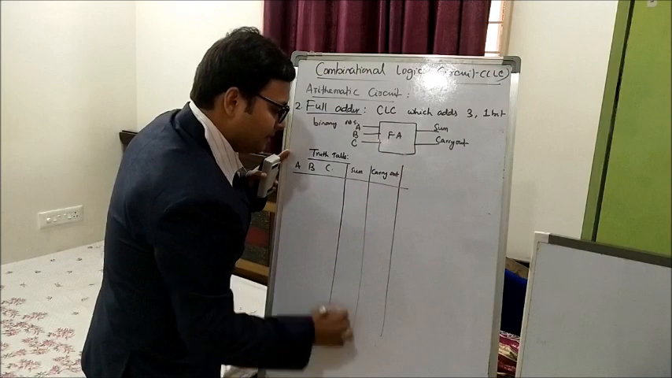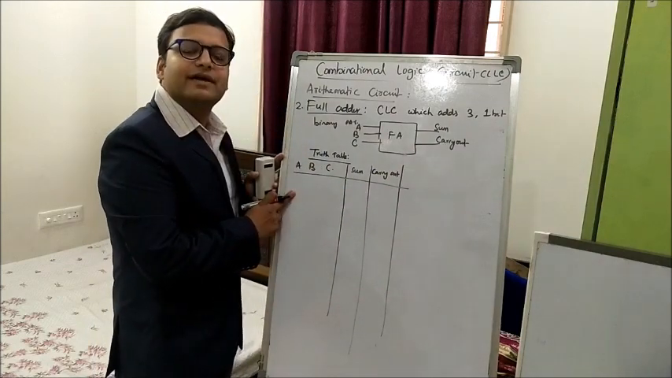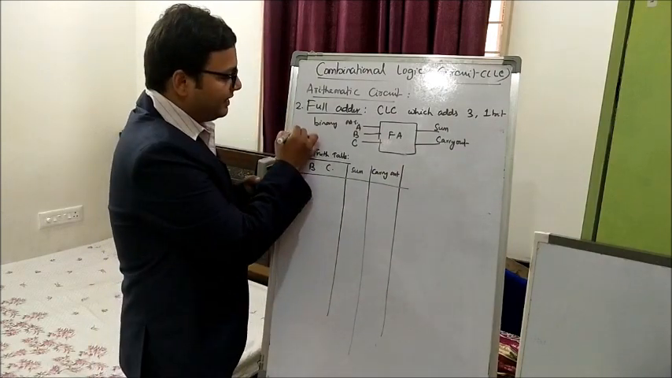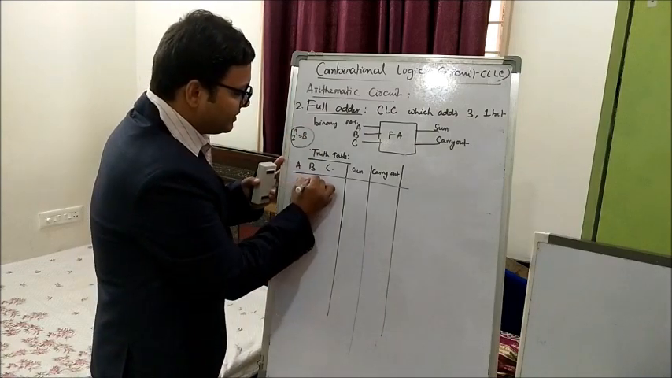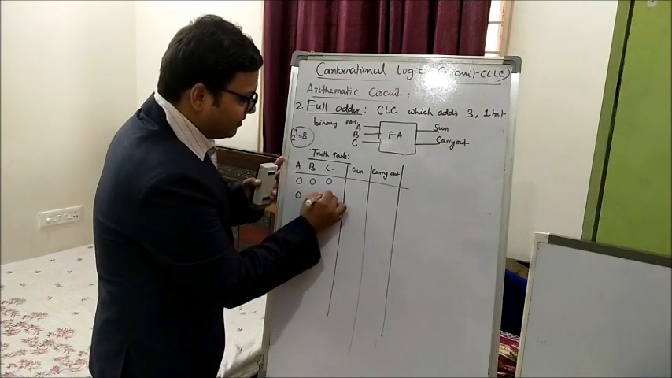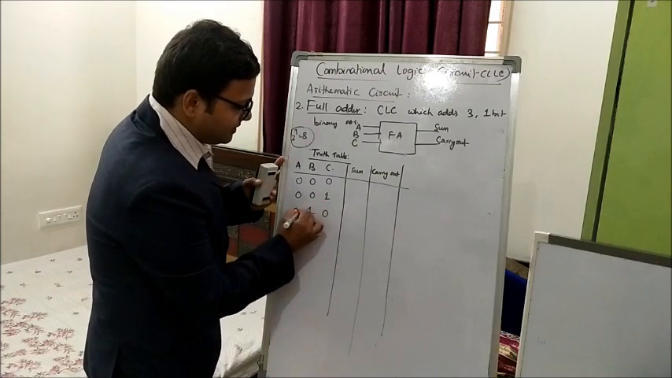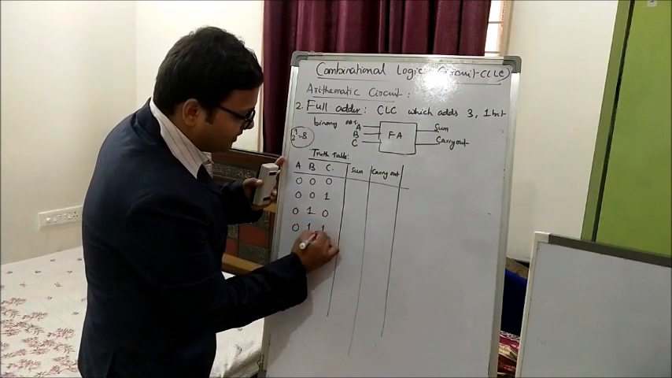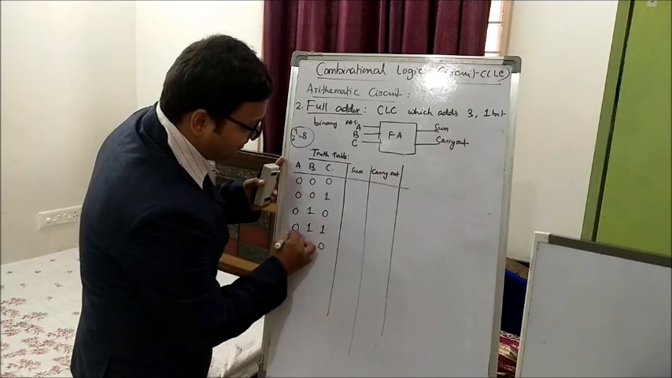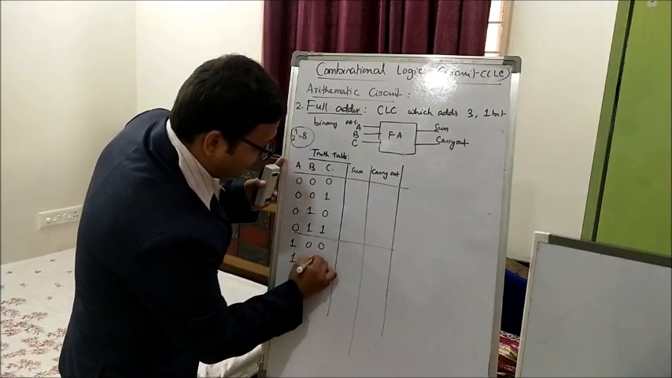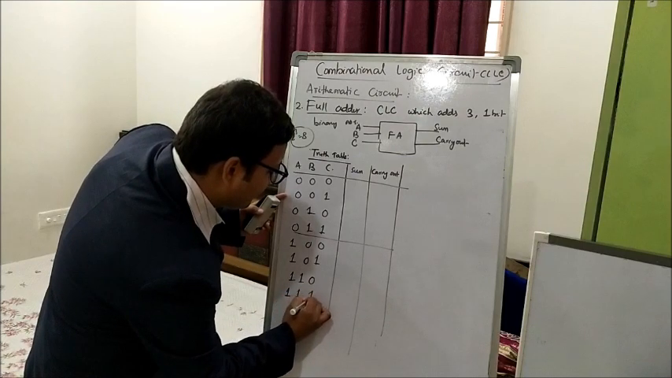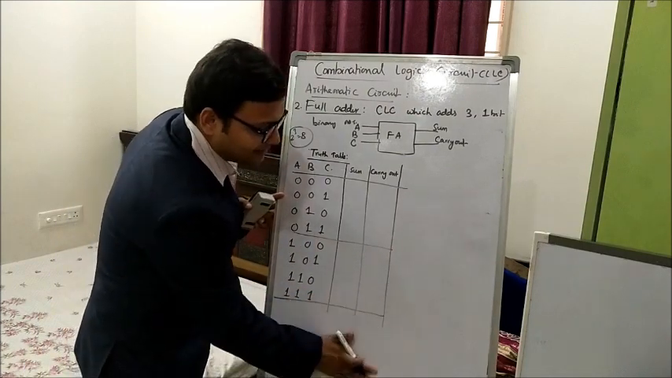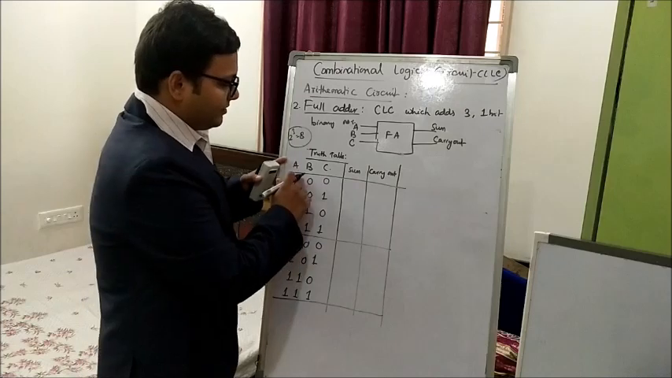Okay, so as we know that it's a 3 variable, so obviously 2 to the 3, 8 combinations come up in the truth table. So nothing else: 000, 001, 010, 011, 100, 101, 110, 111. So these are the 8 combinations that have come up. Okay, so 0 0 0.